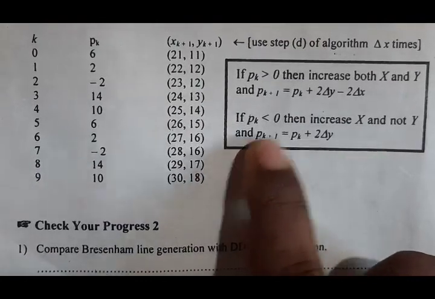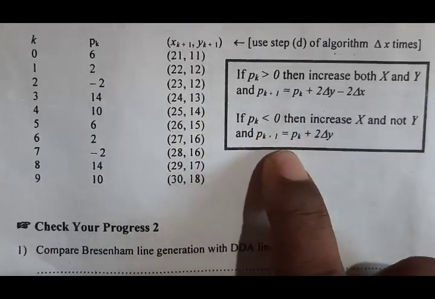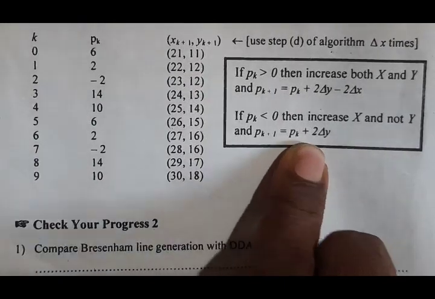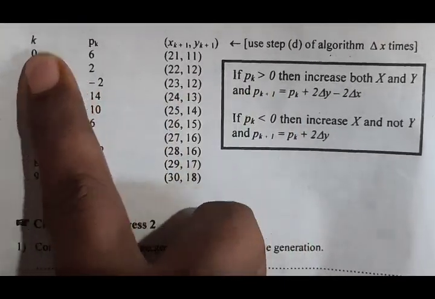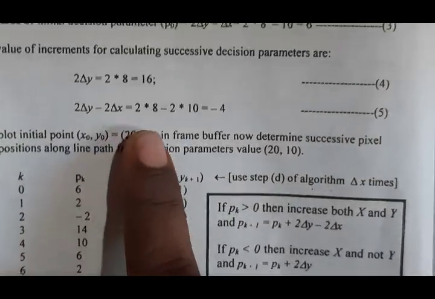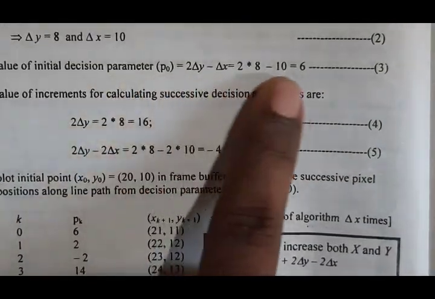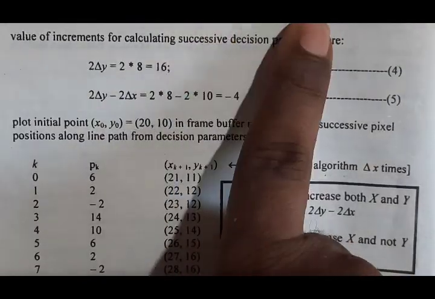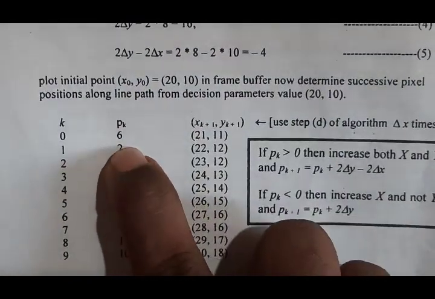Clear? Okay, remember this point. And pk plus 1 is equal to pk plus 2 delta y here. Let's see here. So k is equal to 0. What is pk initially? Pk is initially 6. So p0 is equal to 6.